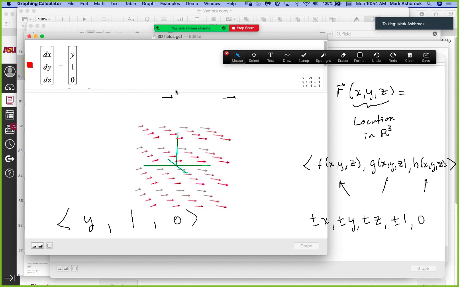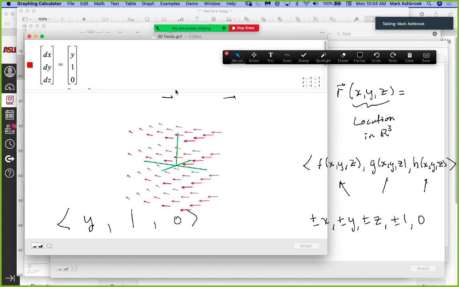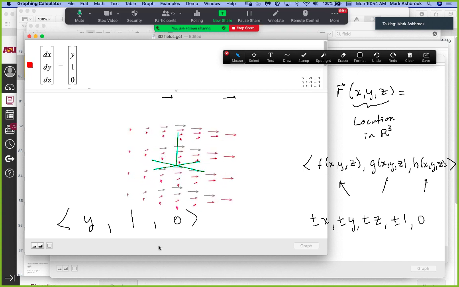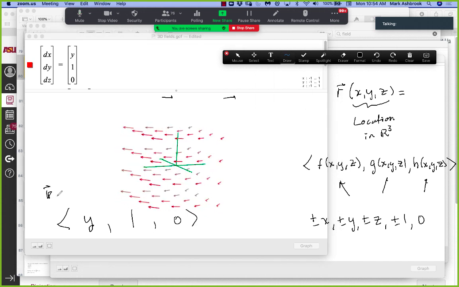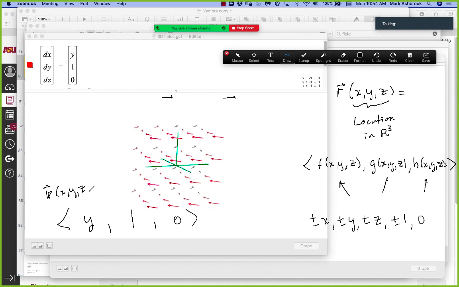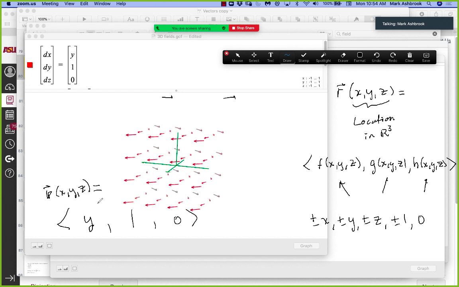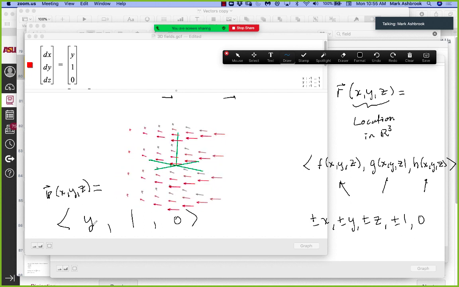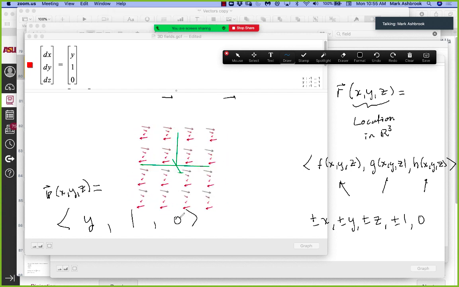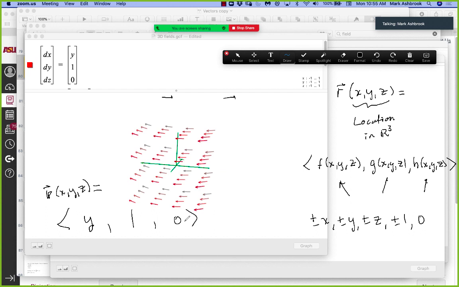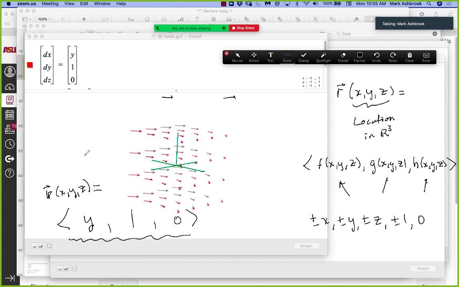These examples are really good because they force you to understand what a vector field is. At every location, the formula tells us, this is like R of x, y, z. Here's my vector function: at any location, the corresponding vector will have an x component equal to the y coordinate. The y component will always be 1 and the z component will always be 0. This determines what vector you have at the point x, y, z.